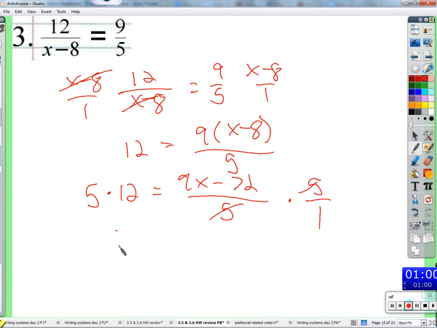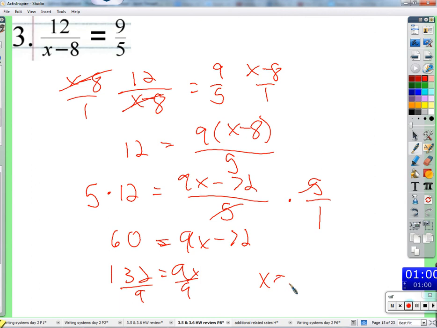If that's any better, you have 60 equals 9x minus 72. Can you add 72 to each side? There's that. 132? Yep. 9x. X equals. Can we just simplify it a little bit? They at least have a factor of 3. I got it. I don't know if this is divisible by 9 or not.